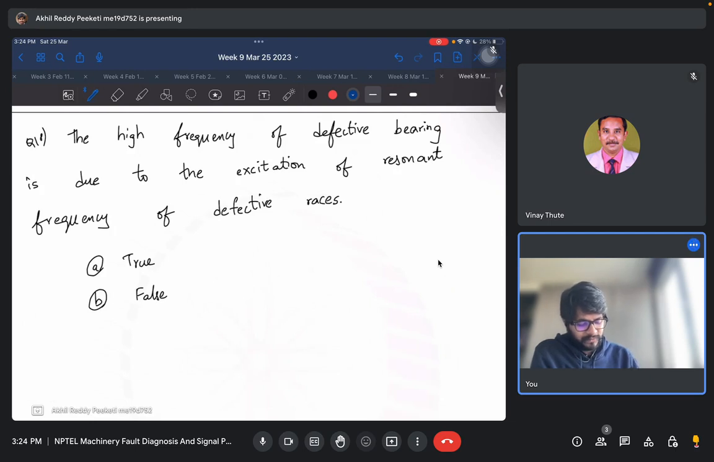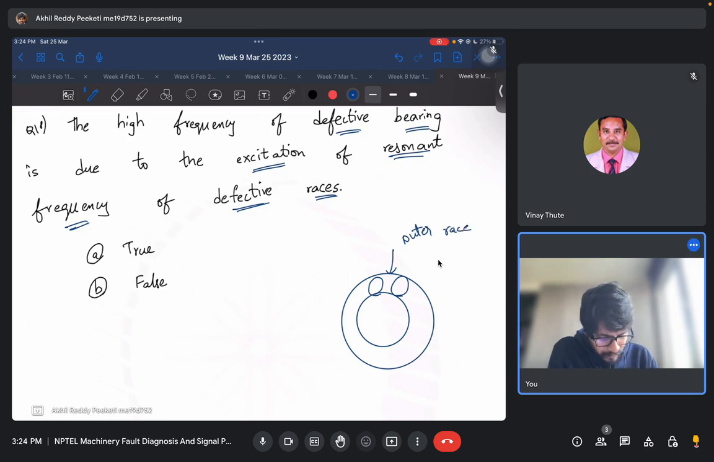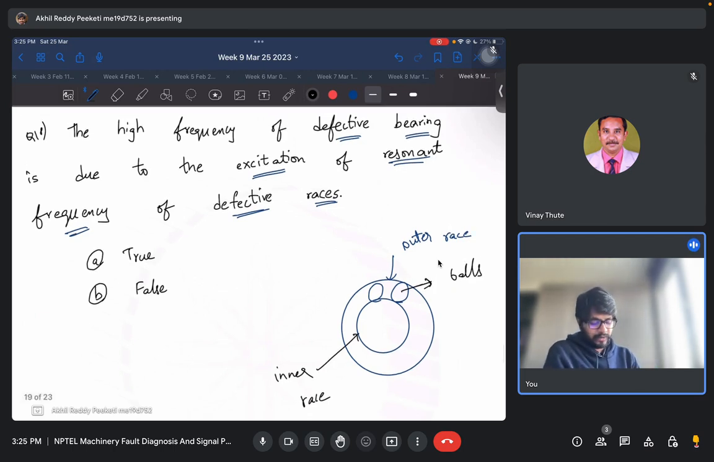The high frequency of defective bearing is due to the excitation of resonant frequencies of defective races. So when you have these ball bearings, you have one inner disc, and in that there will be bearings, and there is one more outer. So this is the outer race, and this is the inner race, and these are the balls of the bearing. Okay.